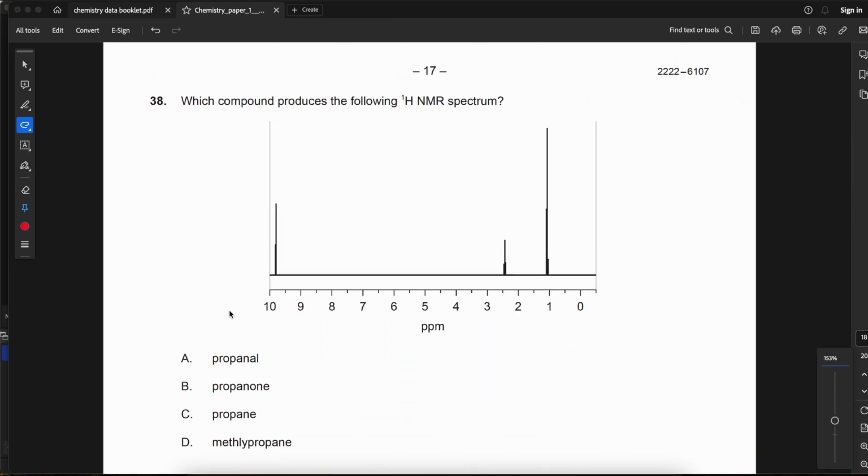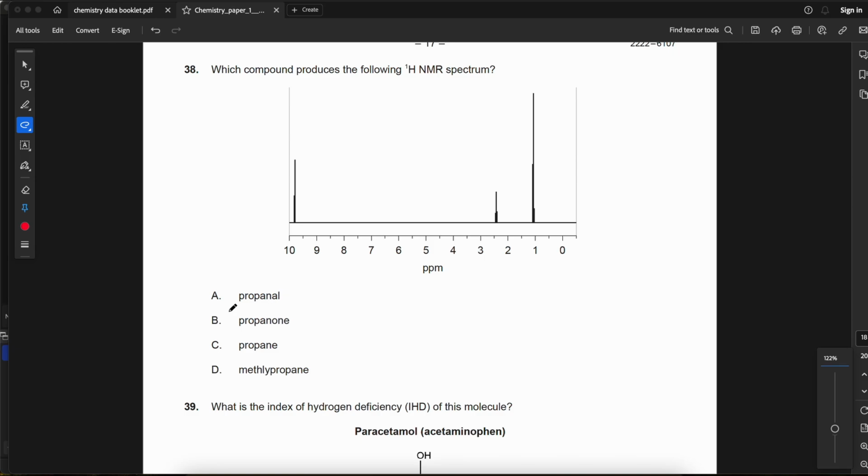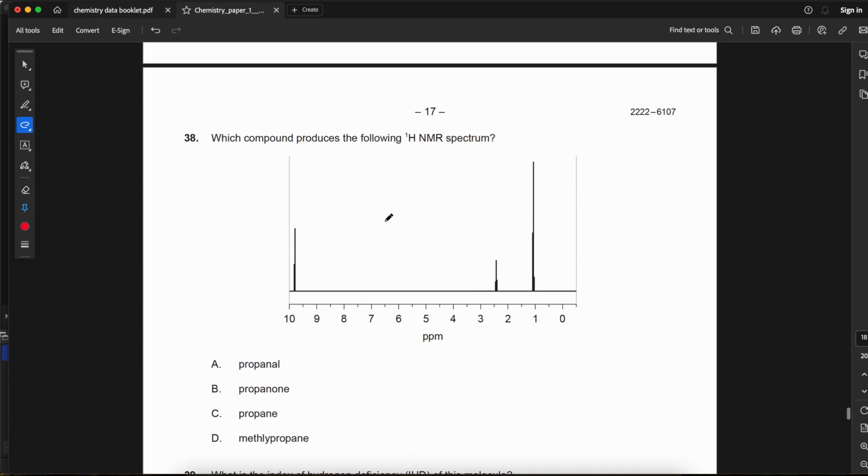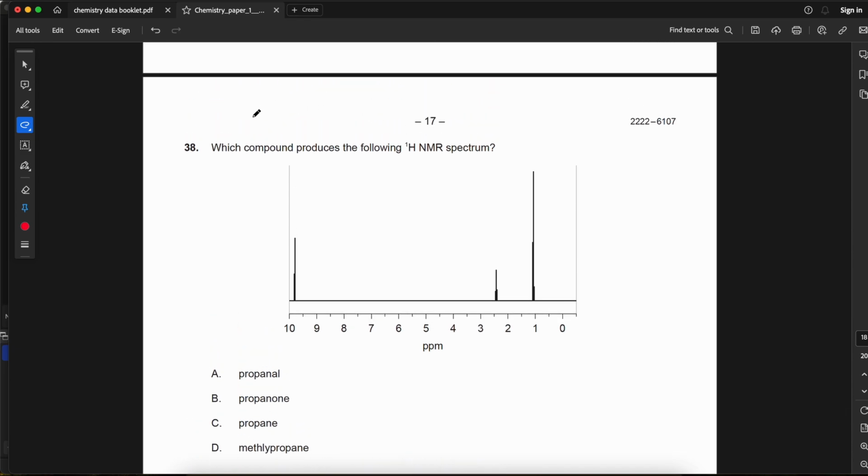So next, which compound produces the following HNMR spectrum? There's propanol, propanone, propane, and methylpropane. We need to find the number of H environment peaks. So there are 3 peaks right here. If we write back the structure of propanol, it will be CH3, CH2, COOH. It has 3 H environments.